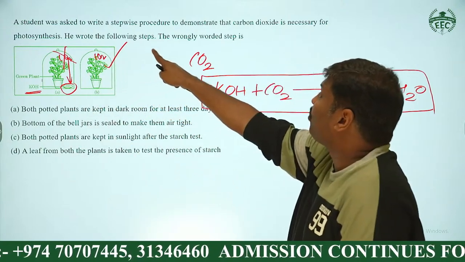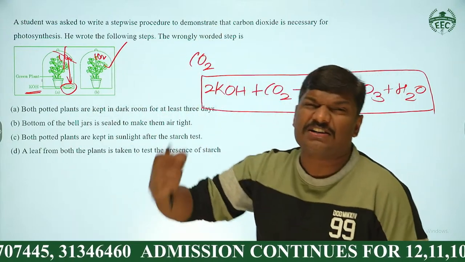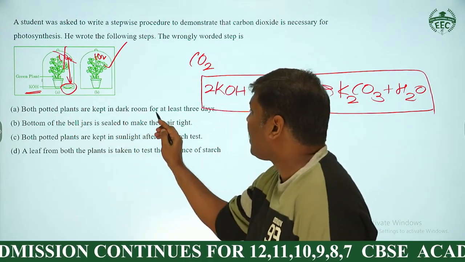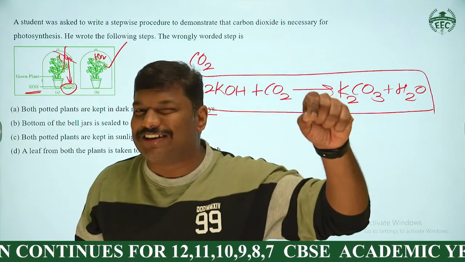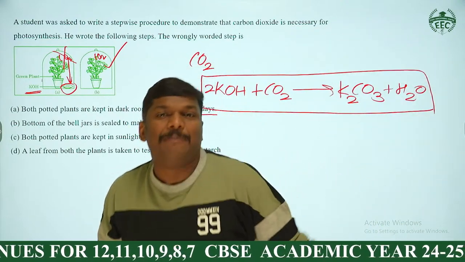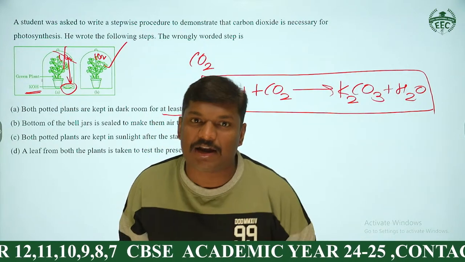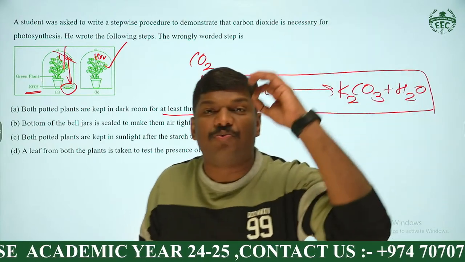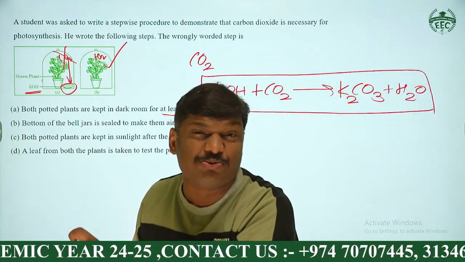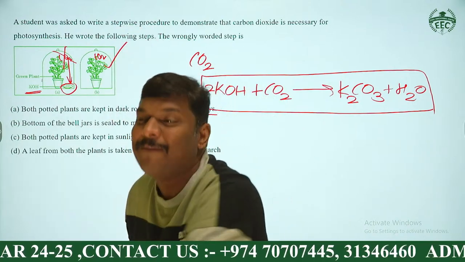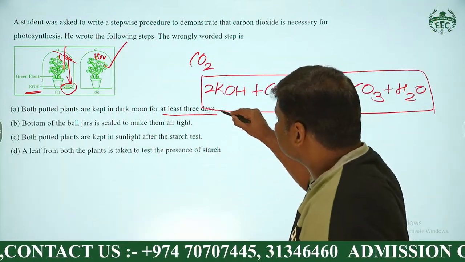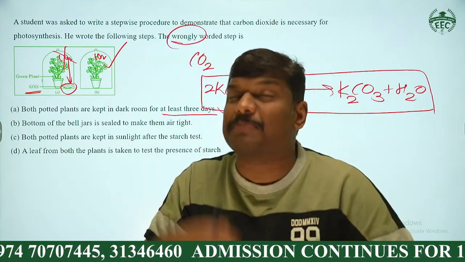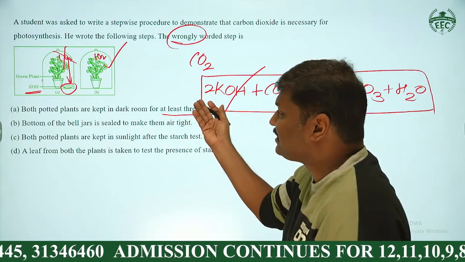And you know what the question is? He wrote the following steps; the wrongly worded step is, what? And here you can see, both potted plants are kept in a dark room for at least 3 days. In your textbook, it is given as 72 hours. My dear students, 72 hours and 3 days, both are the same, right? 72 hours means 24 hours plus 24 hours plus 24 hours. So this is a right statement, and we have to pick out the wrong statement, my dear students. So that is not the answer.